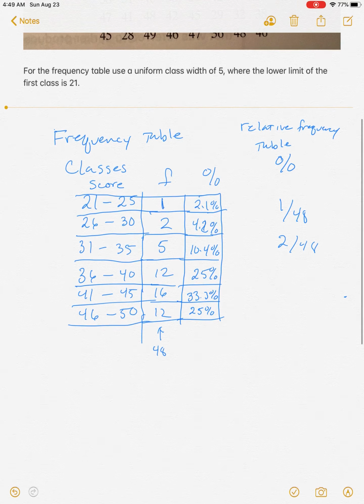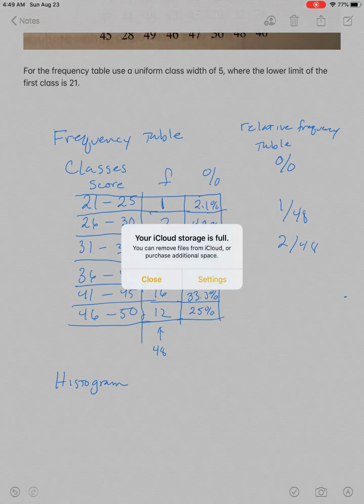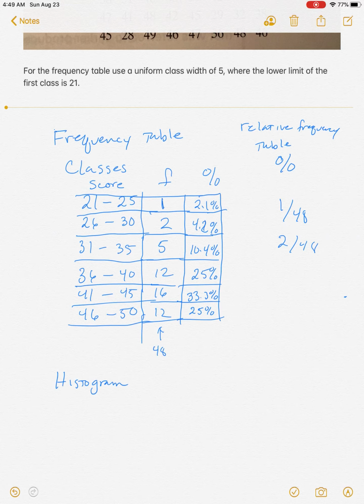From a frequency table, we can construct what's called a histogram. And a histogram is a bar graph of a frequency table. And so I'm going to get this storage full thing every once in a while, so I apologize for that. So a histogram is going to be a bar graph of this frequency table. We're going to try to visually display it, and the height of it is going to be the frequency, and along the bottom will be the test scores.